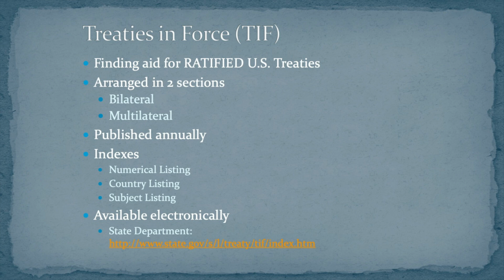So the big part of this, usually though, you're looking for treaties that are enforced. There is something in the United States when you're talking about treaties called the Treaties in Force, and it's a finding aid for all ratified U.S. treaties. It's arranged in a couple of sections. You have bilateral, you have multilateral sections. It's published annually. It has indexes. It's available electronically. There's a link to look at it.